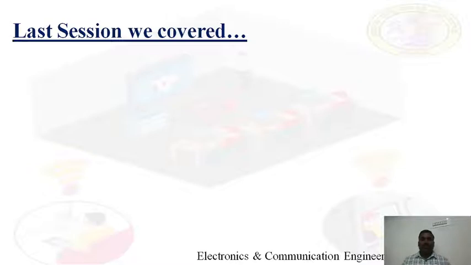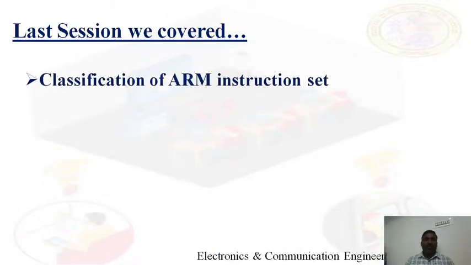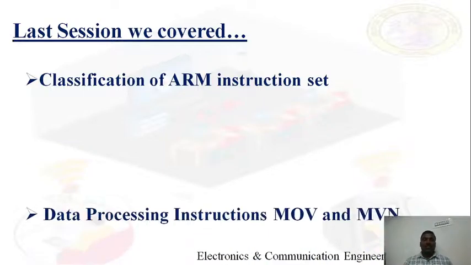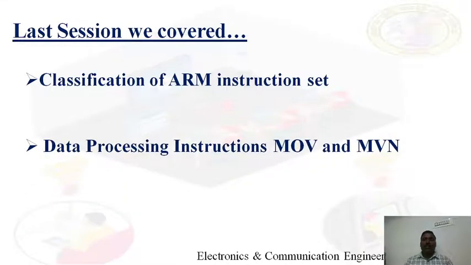In the last session we covered the classification of the ARM instruction set, where the instruction set is classified into data processing instructions, branch instructions, load store operations, SWI and PSR instructions, and some pseudo operations to load certain constant values. In data processing instructions, we studied a little part, the first category, that is the MOV and MVN instructions, as simple data transfer instructions in the last session.